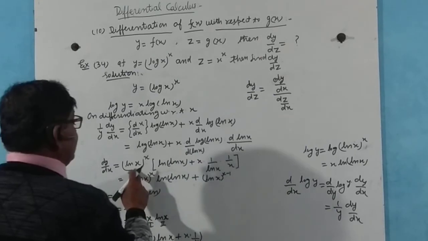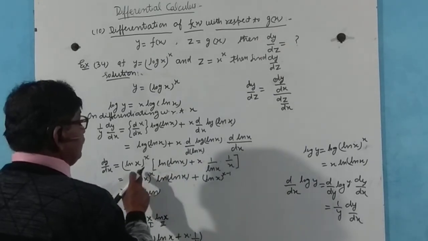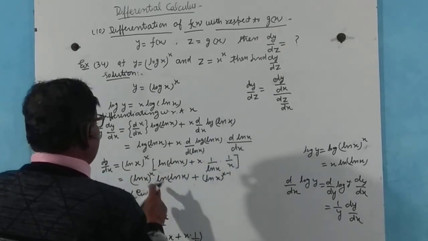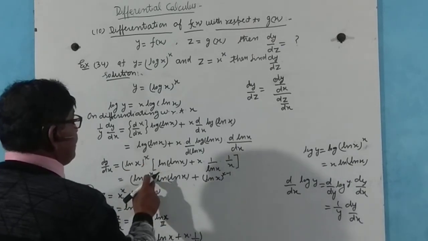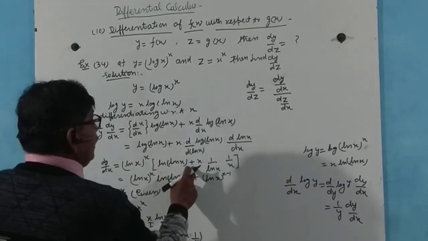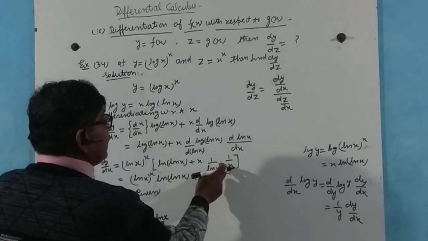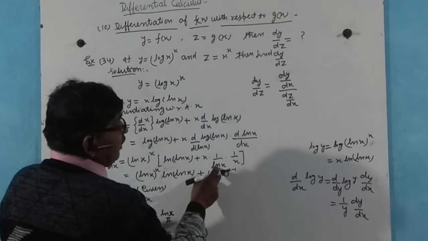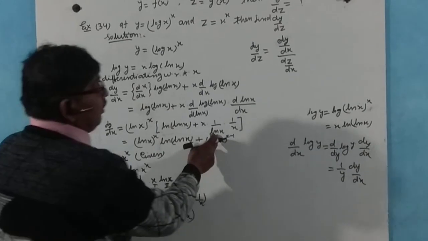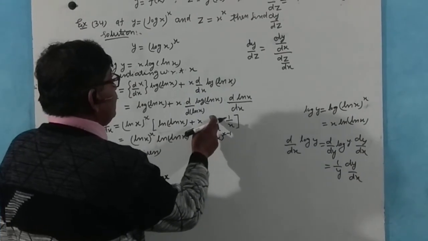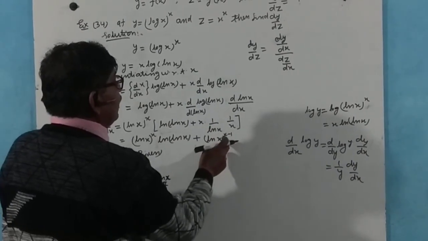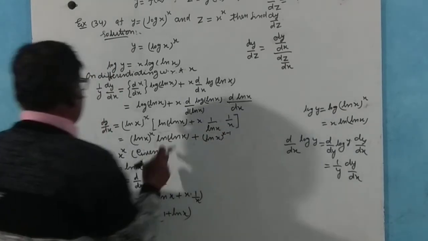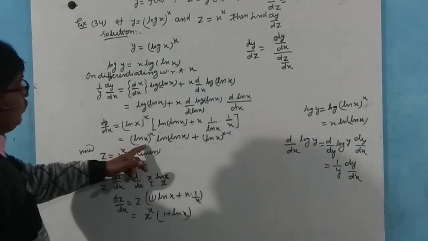Now multiply this (log x) to the power x into this, and plus the x cancels, giving (log x) to the power x, and in the denominator one log x is removed, so we get (log x) to the power x minus 1. So dy by dx is equal to this.